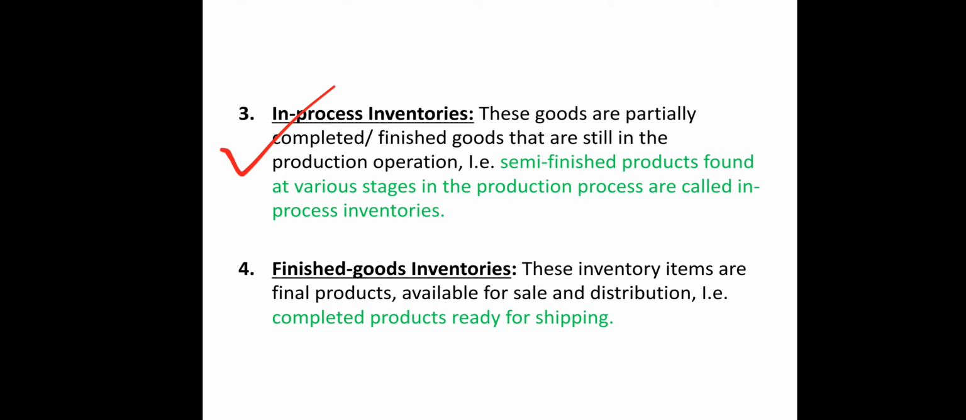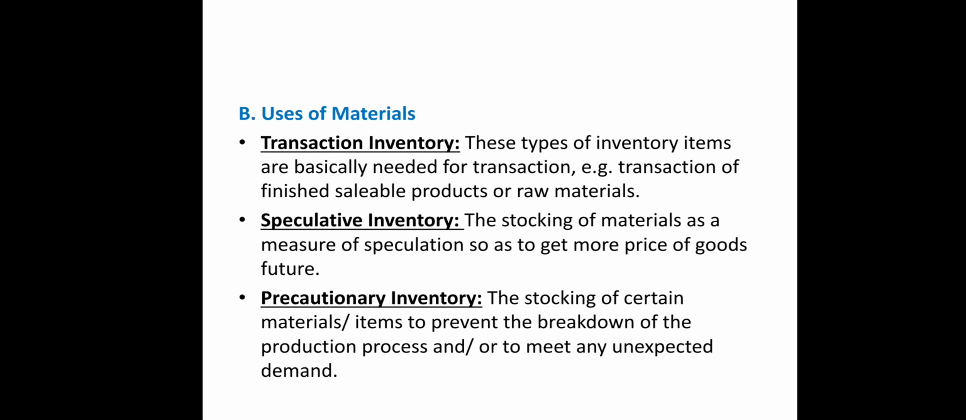And finished goods inventories means the inventory which is maintained for the final products or finished goods, and they are available for sales or distribution. So this is about completed products ready for shipping. So that is finished goods inventories.